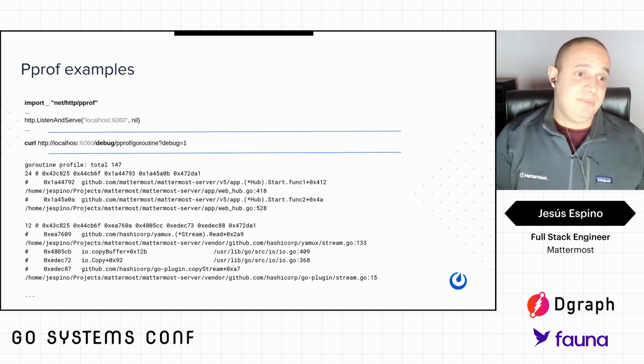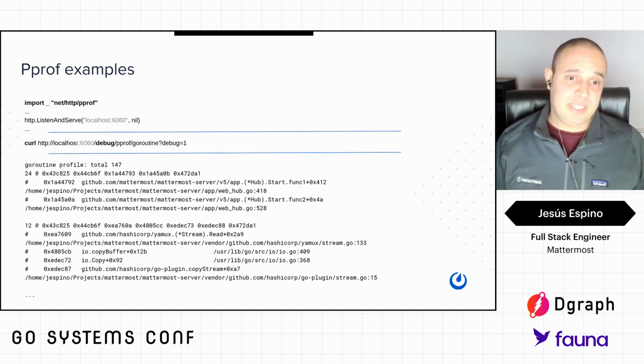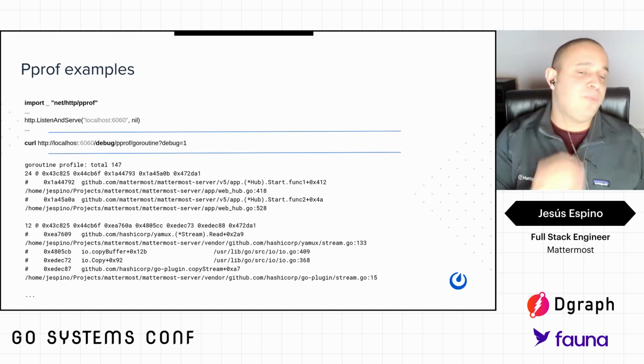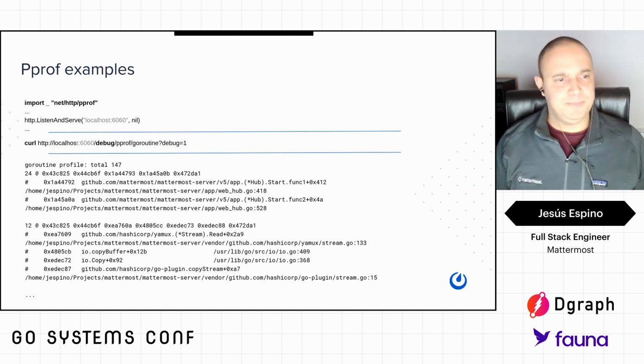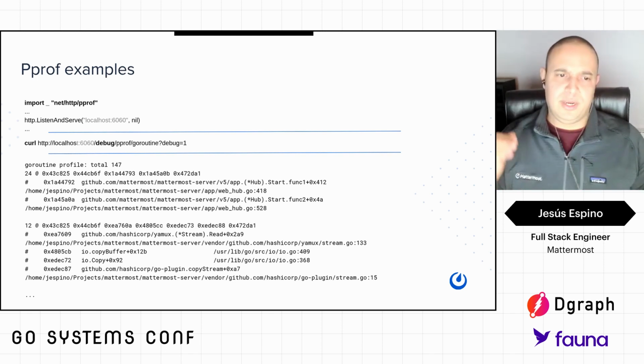In this case, I'm seeing all the goroutines that are executing in my binary. In this case, 147, and where is each goroutine in the execution? What files and what point is executing the goroutine? That is very useful when you have deadlocks and things like that, and you need to know what is going on with the goroutines. It's pretty interesting.